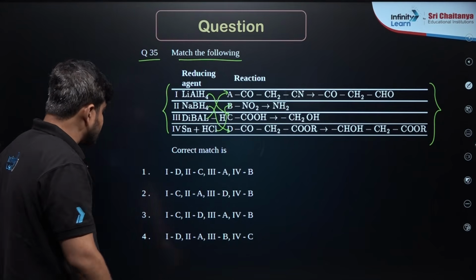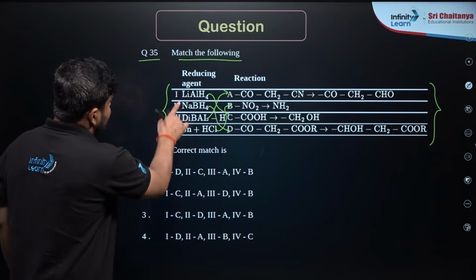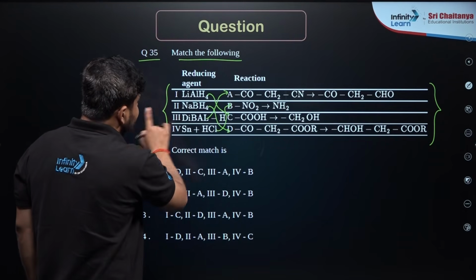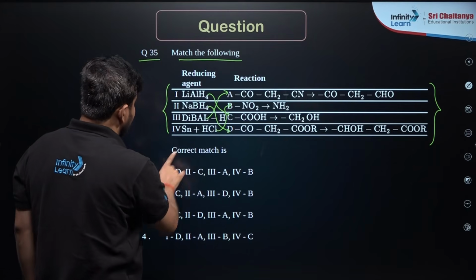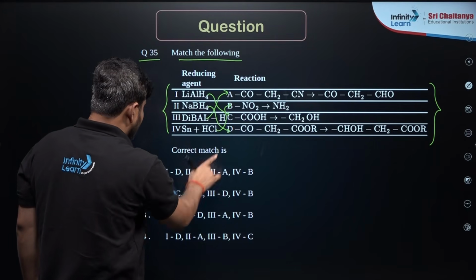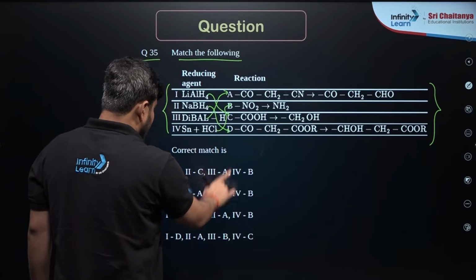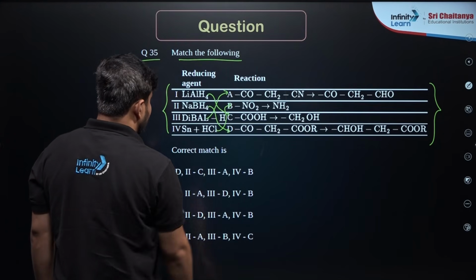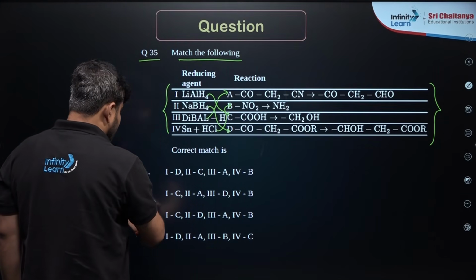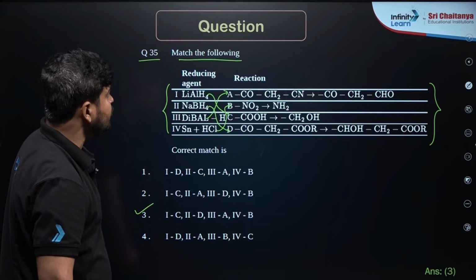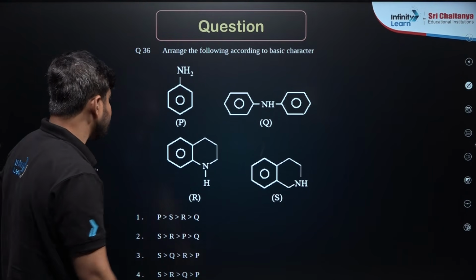These are the working functions of the reducing agents, how they do the reaction. So which option is correct? The first one matches with C, the second one matches with D only, the third one matches with first, and the fourth one matches with B. So which one is the correct answer? The third option is the correct answer of this question. Now I am coming to the next question.